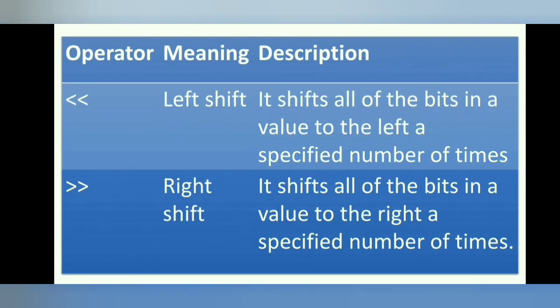Left shift: it shifts all of the bits in a value to the left a specified number of times. The first operand is the value to be shifted. The second operand specifies the number of bits to be shifted. Right shift: it shifts all of the bits in a value to the right a specified number of times. The first operand is the value to be shifted. The second operand specifies the number of bits to be shifted.